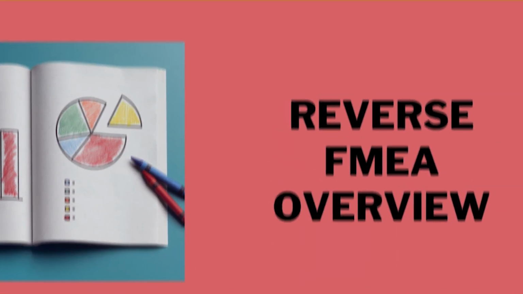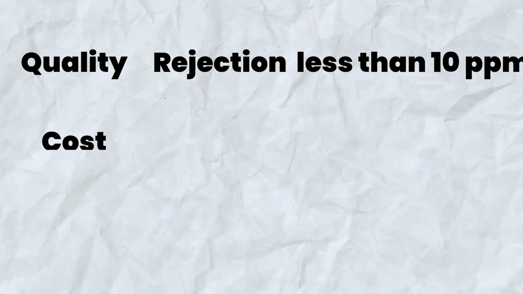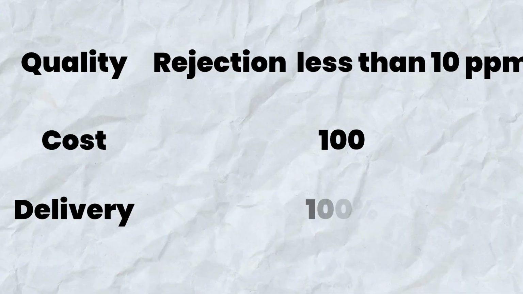So let's see the case of this particular car. Assume that there is a car manufacturer and there are certain targets which have been defined with respect to this particular car: quality, cost and delivery. The quality target is that the rejection should be less than 10 ppm. Cost target, let's assume it to be 100, and for delivery, we always talk about 100% only. But when the mass production actually started, we observed in terms of quality that instead of 10 ppm, it is going up to 80, 90 ppm.